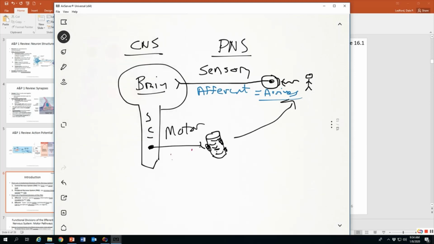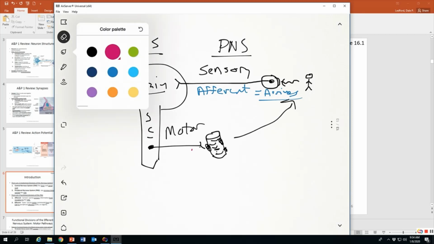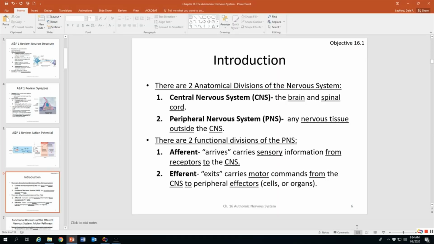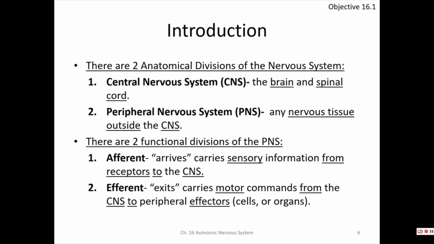Motor command is leaving the CNS. So here we have motor functions. This motor function that we have here is exiting. And so one of the names given to motor commands is efferent, because that will exit. Afferent arrives to the CNS, efferent exits the CNS.